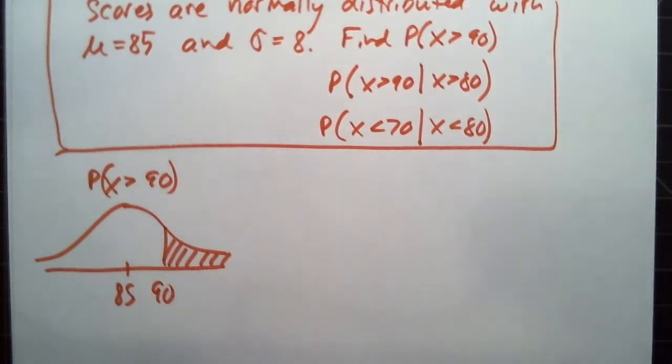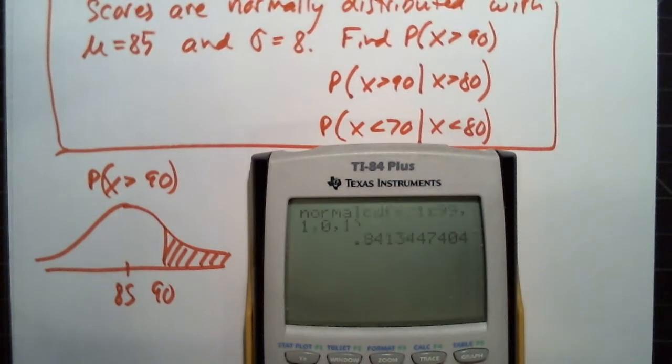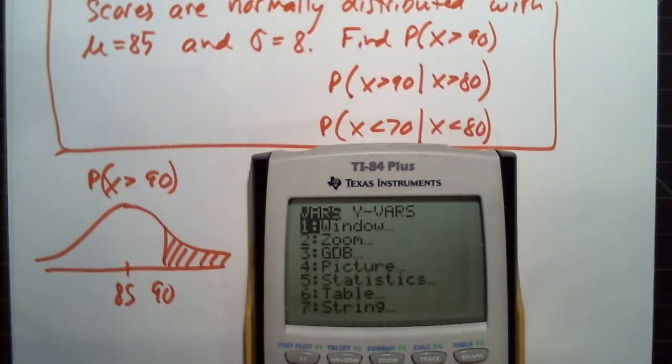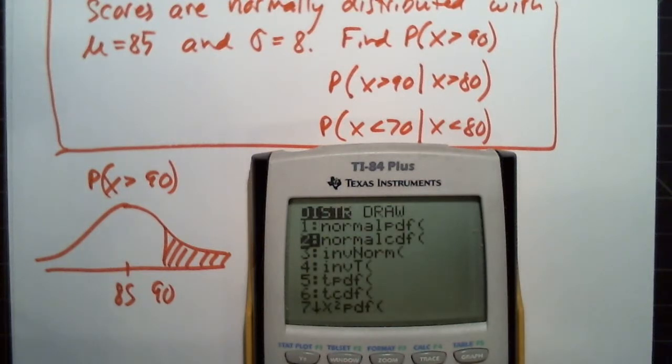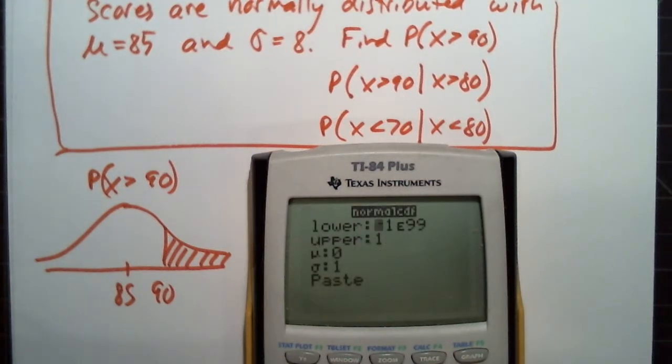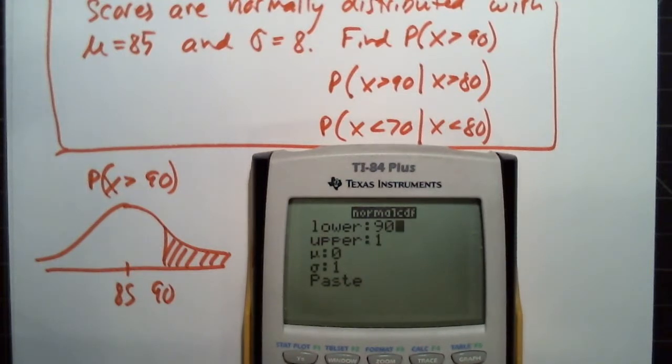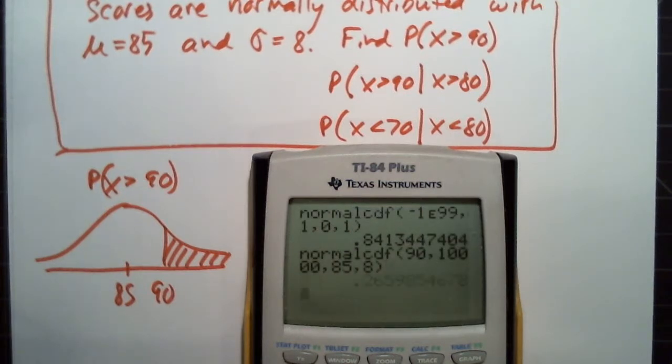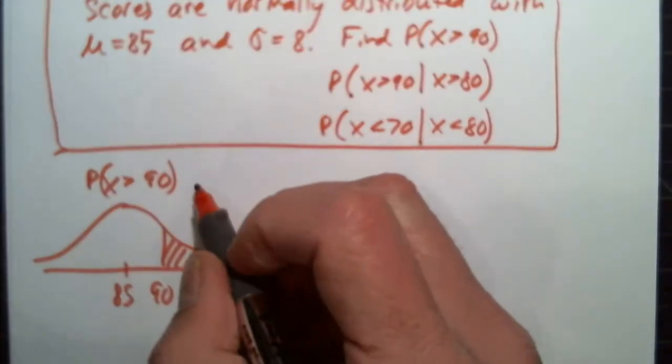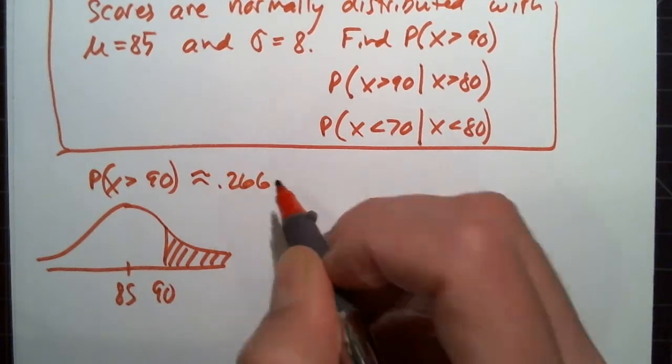So check that on the calculator. Math. Second vars, normal CDF. Left bound is 90. Upper bound, some big number. The mean is 85. Standard deviation is 8. 0.266.